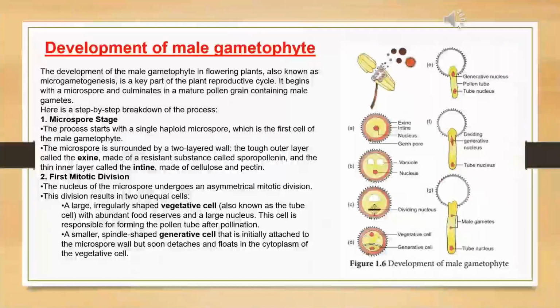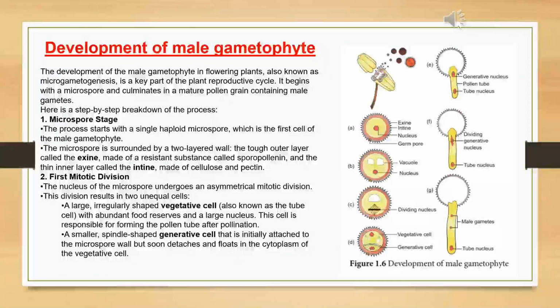Now we'll see here the development of the male gametophyte. The development of the male gametophyte in flowering plants, also known as microgametogenesis, is a key part of the plant reproductive cycle. It begins with a microspore and culminates in a mature pollen grain containing male gametes. Here is a step by step breakdown of this process.